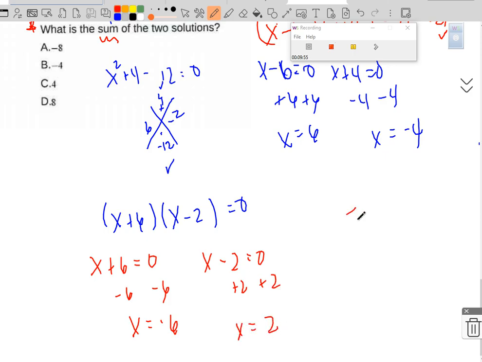So you think, okay, great, I'm done. Negative 6 and 2. There's no negative 6 and 2 up there. No negative 6 or positive 2, right? Because the question asks us to add them together. So negative 6 plus 2 equals negative 4.